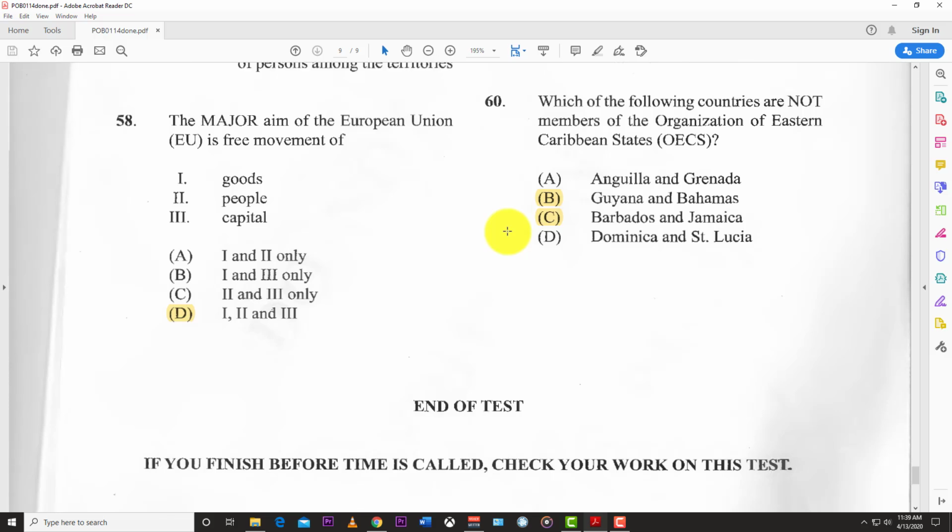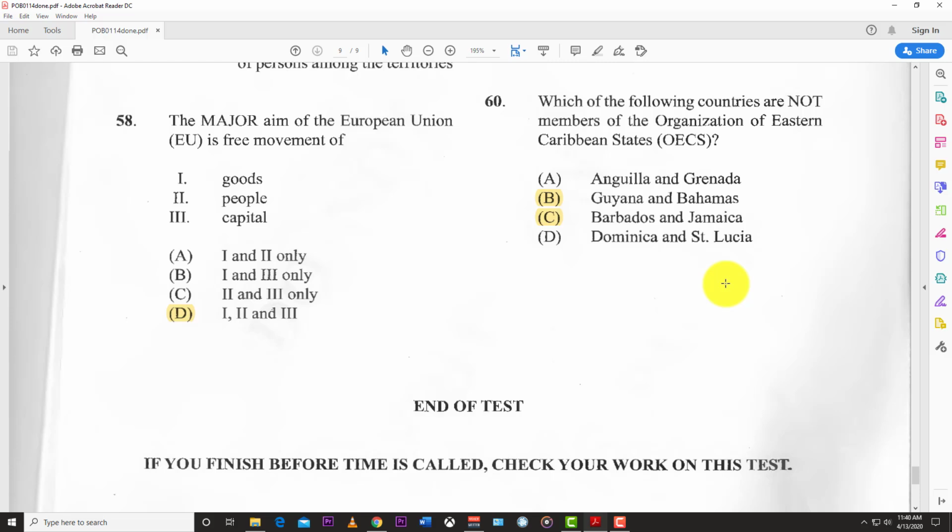60, last one, best one. Which of the following countries are not members of the Organization of Eastern Caribbean States? And the best answer here is weird, because clearly there's an error in this question. The OECS. Now, as far as I'm concerned, Guyana, Bahamas are not in the Eastern Caribbean. They are not in the Organization of Eastern Caribbean States, the OECS. So that's an answer. Barbados and Jamaica are not in the OECS. I mean, they're on different sides of the Caribbean, one up north, one down south. They're not in the Eastern Caribbean. So that can be an answer.